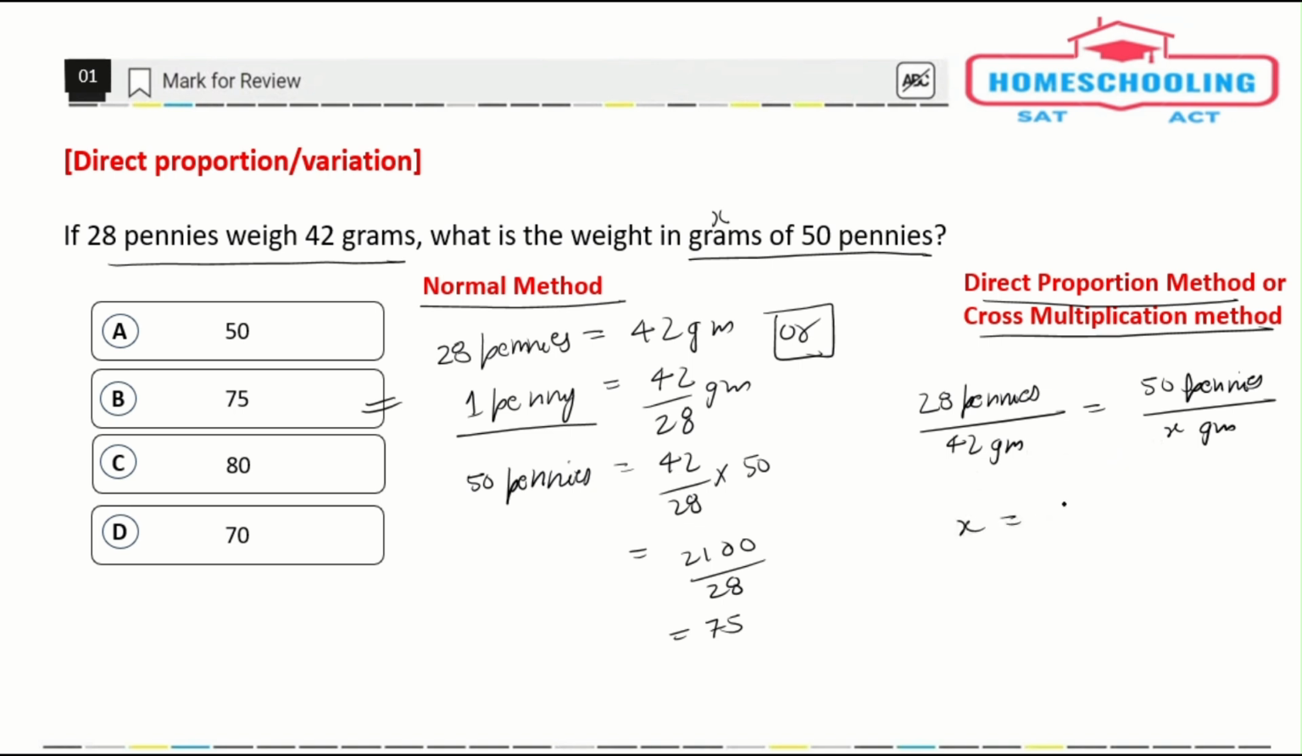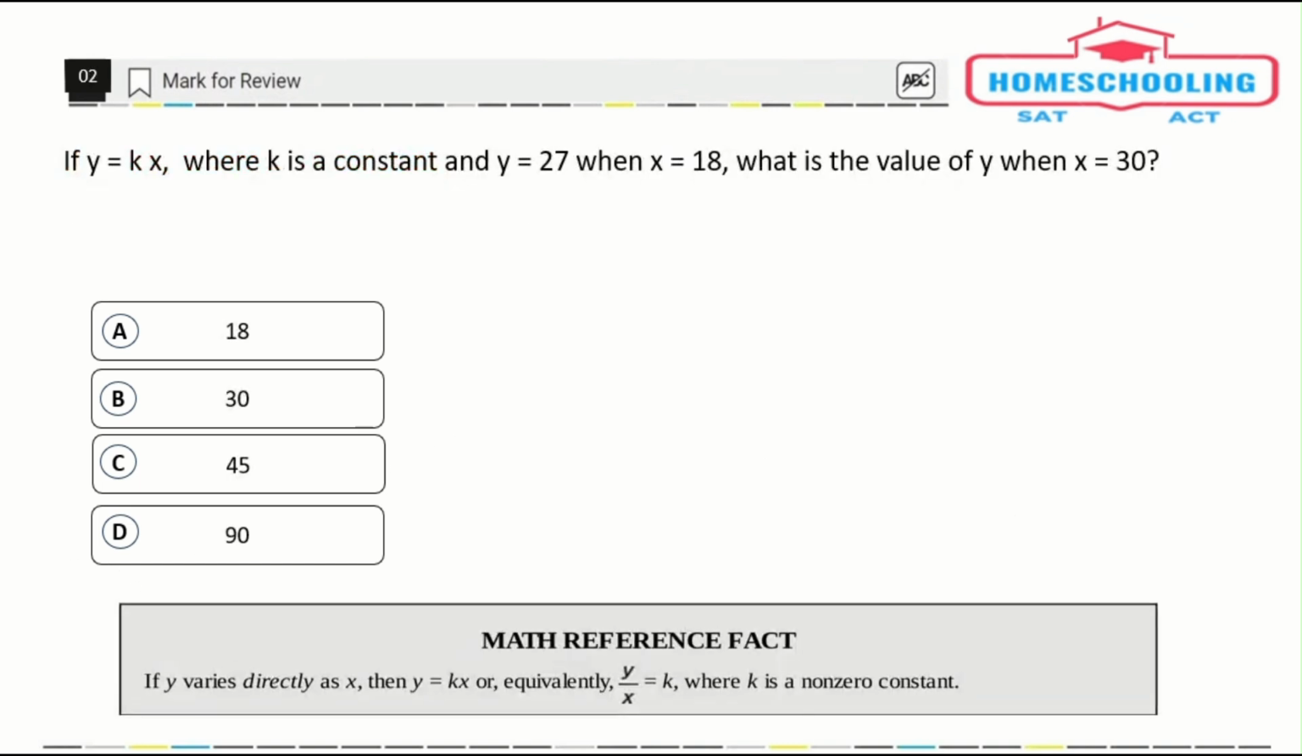So x would be 42 into 50 divided by 28. So that one would be 75. So there are two methods to solve this type of direct proportion problem. One is the normal method and the other one is the direct proportional method or cross multiplication method. Now moving to the next question.